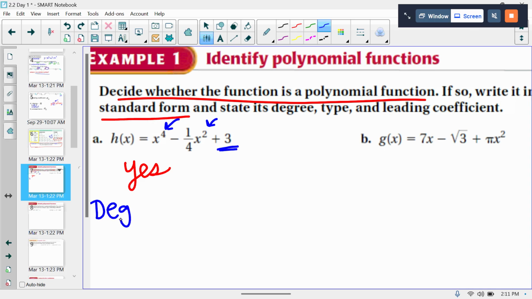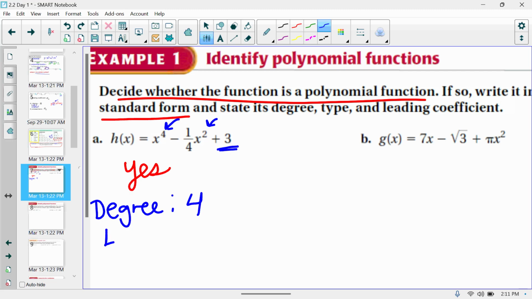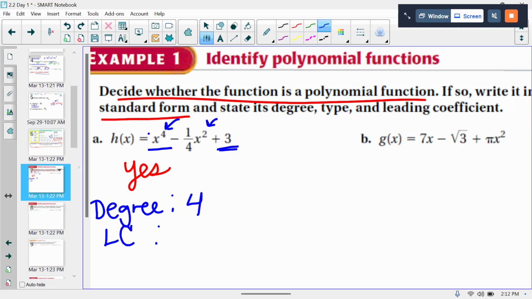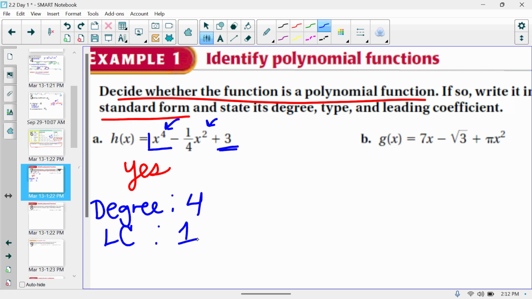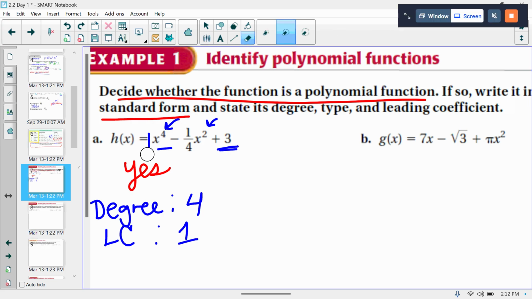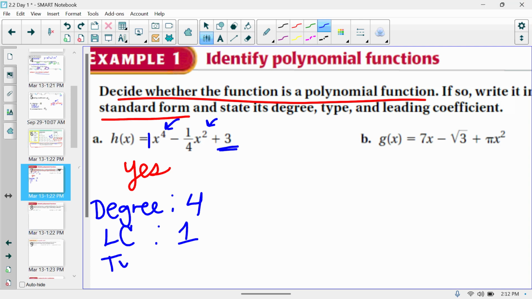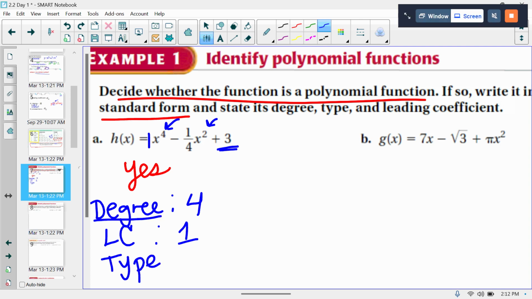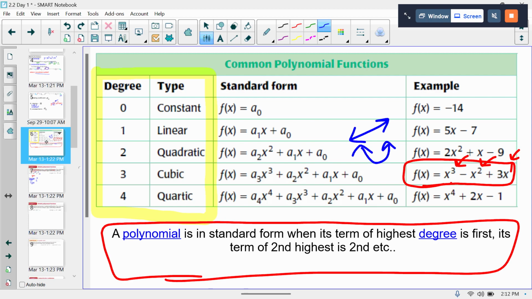So the degree is going to be the highest exponent, 4, and the leading coefficient is going to be the coefficient on the term that has the highest exponent. So it's a 1. Like -1/4 is also a coefficient, but 1 is the leading coefficient, okay? And then what else? We have to state the type. So the type has to do with the degree. So look back at your table for this. If it has a degree of 4, we call it a quartic function.